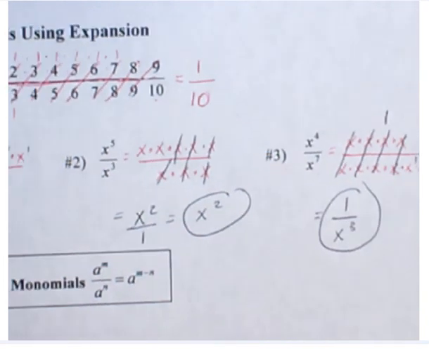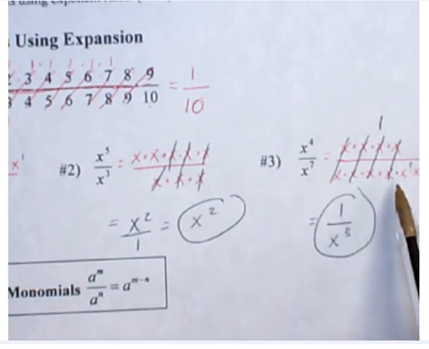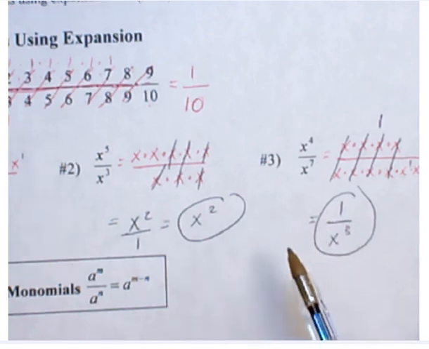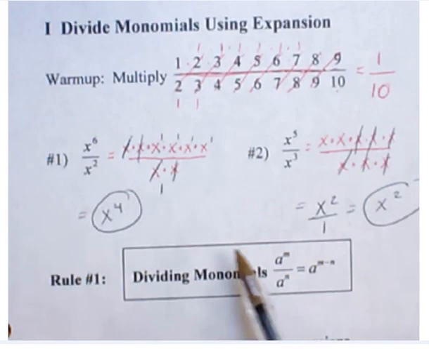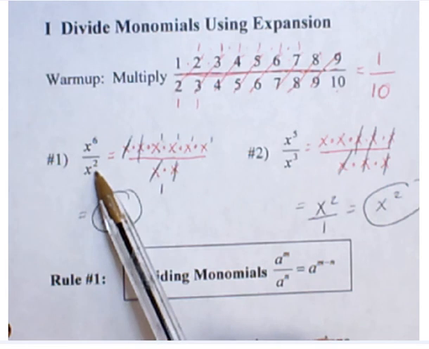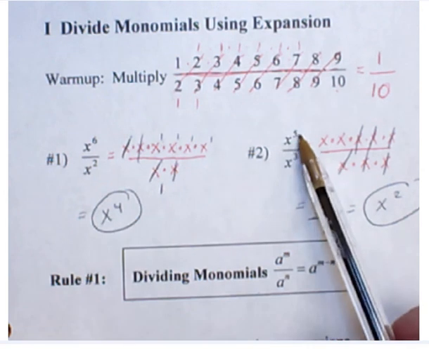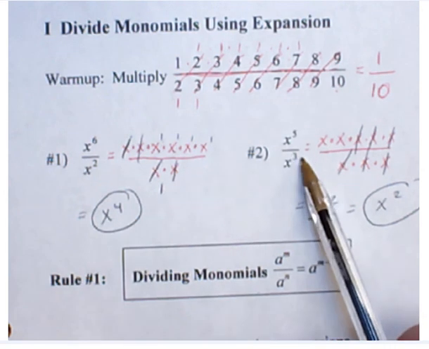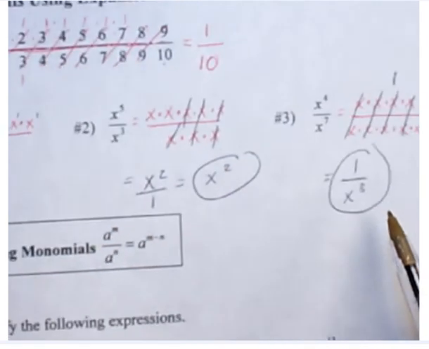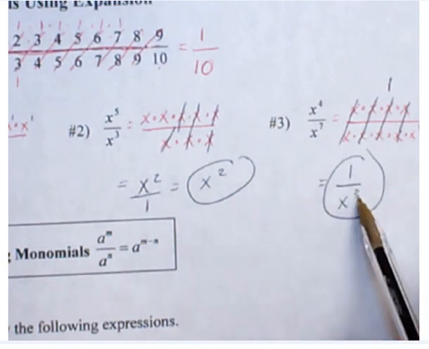Okay, now we've done 3 examples of this. Obviously, we don't want to have to expand every single time we solve a problem. It would be nice if there was a shorter way to look at it. Well, let's go back to number 1 here. Look at the exponents that we started with. X to the 6th divided by x to the 2nd. What was the answer? X to the 4th. Look at number 2. The exponents were 5 and 3. What was the answer? X to the 2nd. Look at the 3rd example. The exponents were 4 and 7. What was the answer? 1 over x to the 3rd.